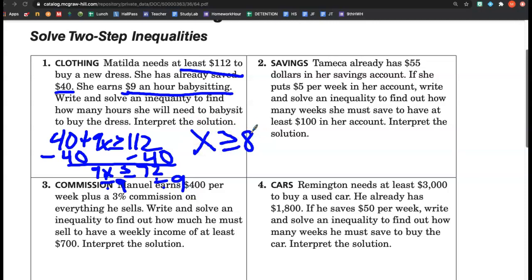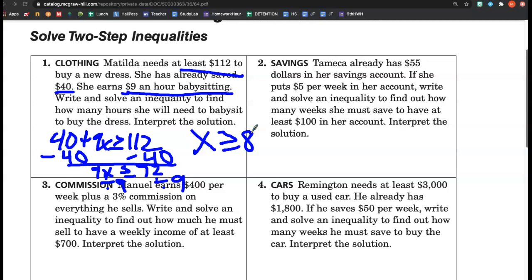Okay, so now interpret that solution. Meaning, what did your x represent? Hours. Okay, so if I was to interpret x is greater than or equal to 8, what does that mean Matilda has to do? Can she work 8 hours and have enough? Yes, because if x is greater than or equal to, so if she works 8 hours, she'll have enough money, or she has to work more than that. Okay, so in other words, if she works 7 hours, is she going to be able to buy the dress? No. So should we write 8 or more hours? 8 or more hours. That would be the interpreting part.